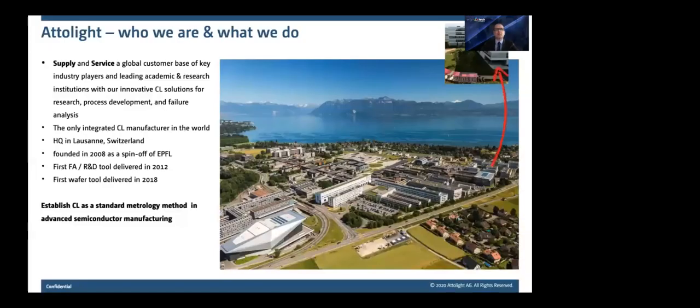Atolite is a company based in Switzerland that was actually already created back in 2008. Today, we supply and service a global customer base of key industry players and leading academic and research institutions with our innovative CL solutions that are being used today in process development, failure analysis, and also in research.